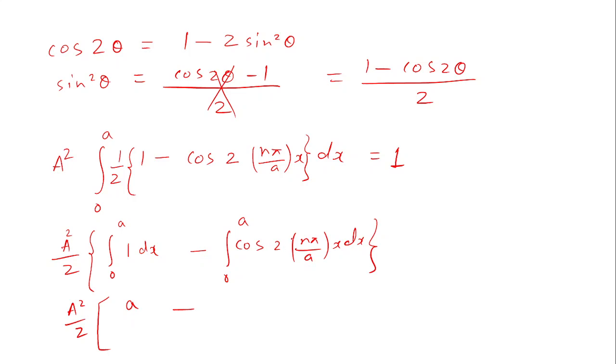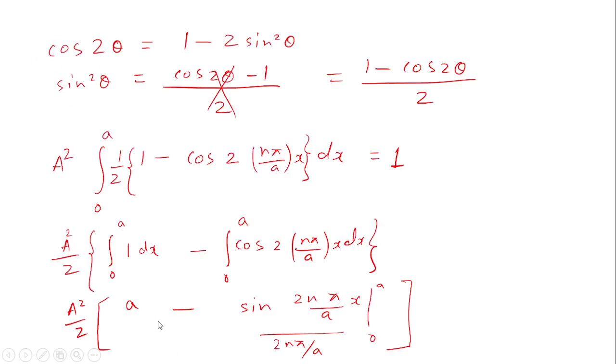and then this will be cos 2. The integration of cos is sine 2n pi by a, and we have x also, and then the values we need to put from 0 to a, and then this factor will go in multiplication, actually it's division, it will be divided by 2n pi by a, and then we have to put 0 to a.